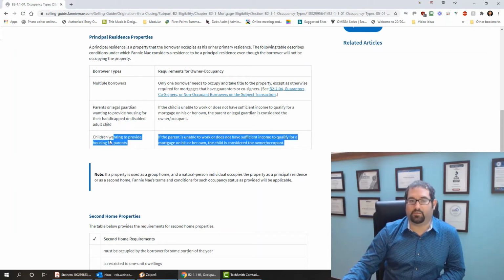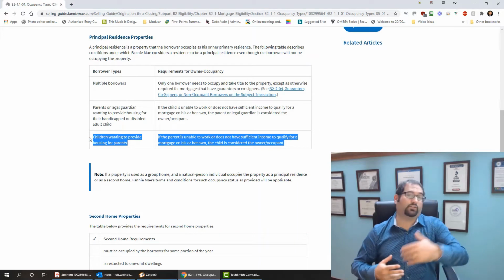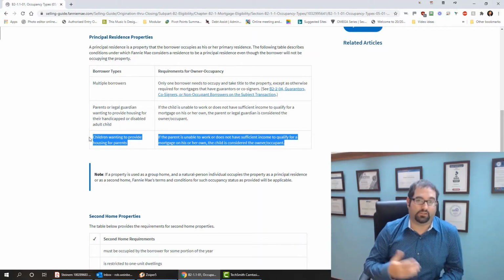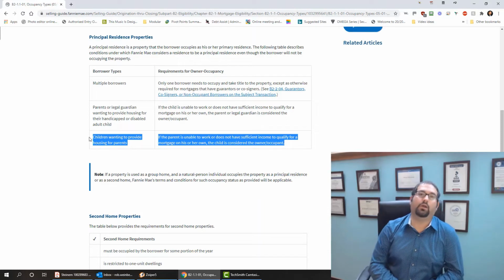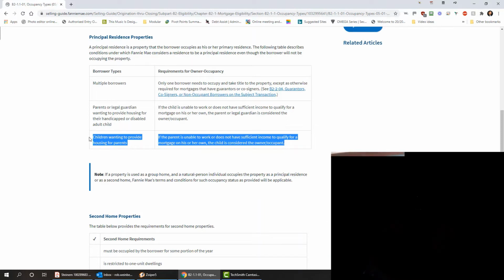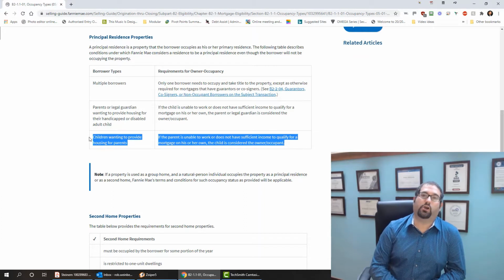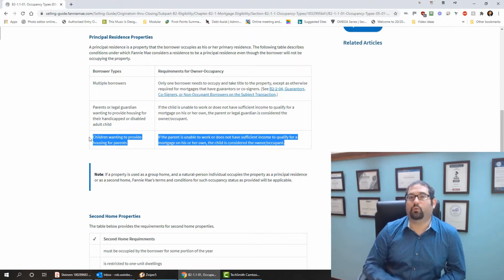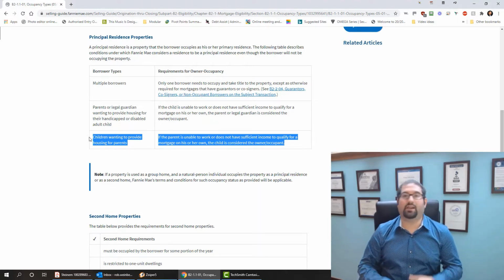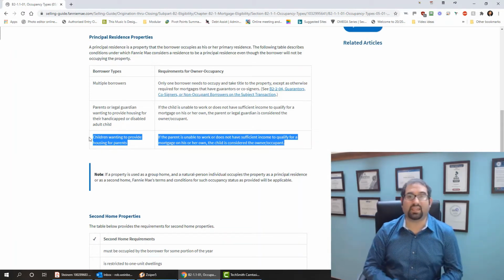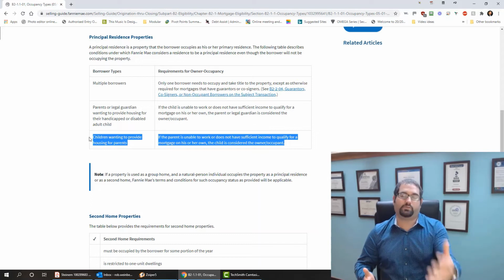And last but not least on this is if you're a child that wants to provide a house for your parents, and this is actually a scenario I have right now with a client where their parents came to the U.S. from overseas just a few years ago. They don't make a lot of money at all, and their child here, my client, owns several properties, and they live in one of his properties. Now he's refinancing that property, and we are doing it as a principal or primary residence where he's getting the best interest rate, the best loan terms because it's a primary home. Even though he doesn't live there, his parents live there.